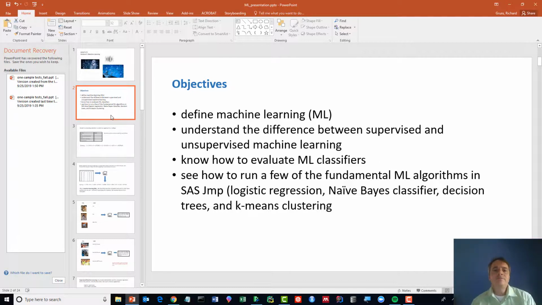And then finally, I'm going to show you how some of these fundamental algorithms can be done in a program called SAS JMP. Specifically, we'll look at logistic regression. We'll build a little naive Bayes classifier. We'll take a look at some decision trees, and then finally do K-means clustering. Okay, so that's what we're going to do in this video.